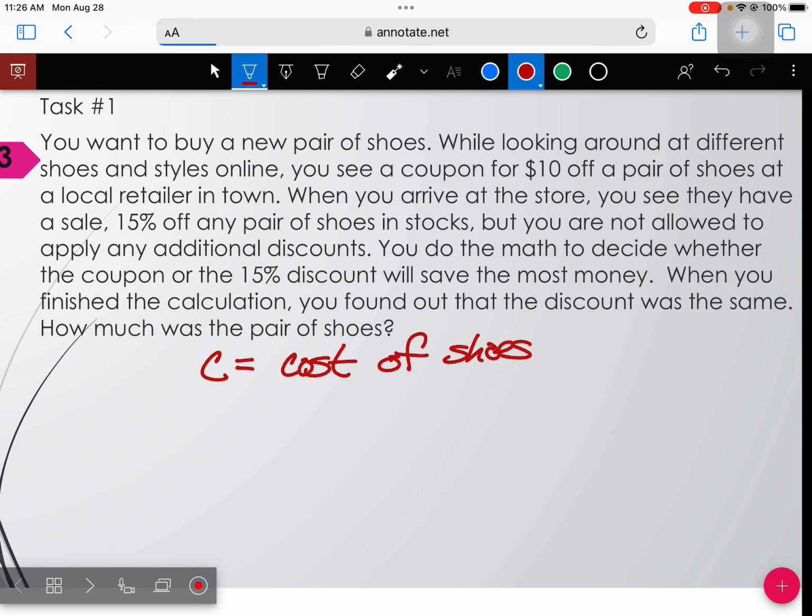All right, what else? By the way, did I tell you what this new module is on? The last one was expressions. This one is a step up from expressions, and it is equations. So this probably is going to deal with an equation. And what did we say was equal in this problem? 15%, $10 off. Okay. And how do I represent those?